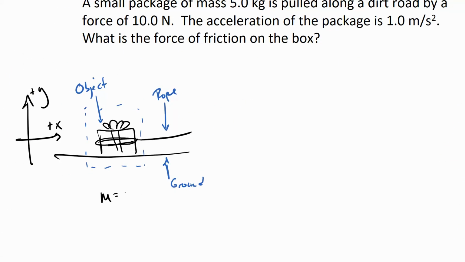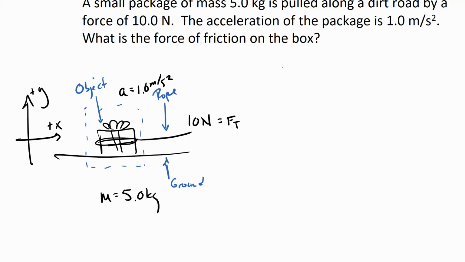I've got the mass of this box is 5 kilograms. I've got the tension in the rope is 10 newtons. I've got the acceleration of the box is 1 meter per second squared. I guess we should probably assume that the package is accelerating in the direction it's being pulled, and it's not being pulled to a stop or something.